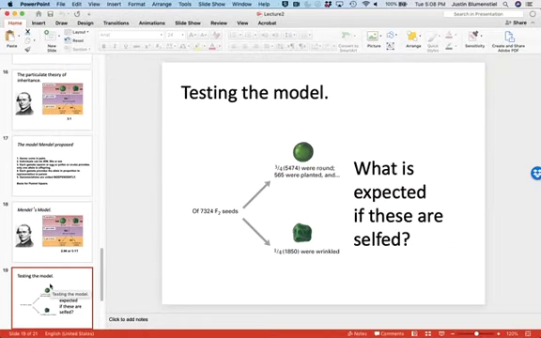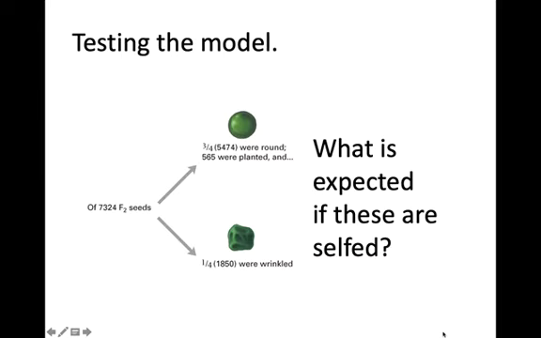If you were to actually get that number of seeds, 7,324 F2 seeds, and then you get approximately a 3-to-1 ratio, what would be the prediction if you were to self these ones? Now, those all have the little w genotype. So little w by little w, of course, will always produce wrinkled seeds. But what if you self these ones? Because some of those are big W, and some of those are big W, little w.